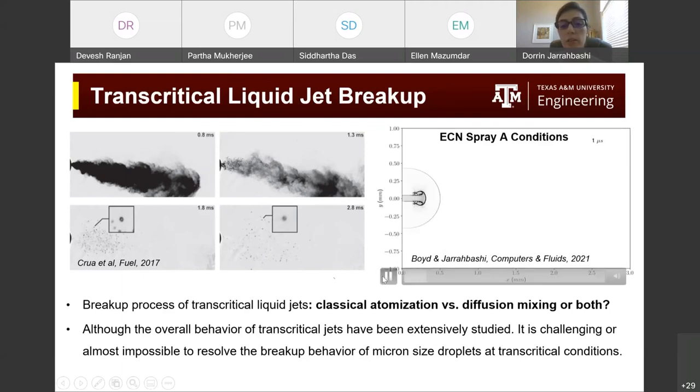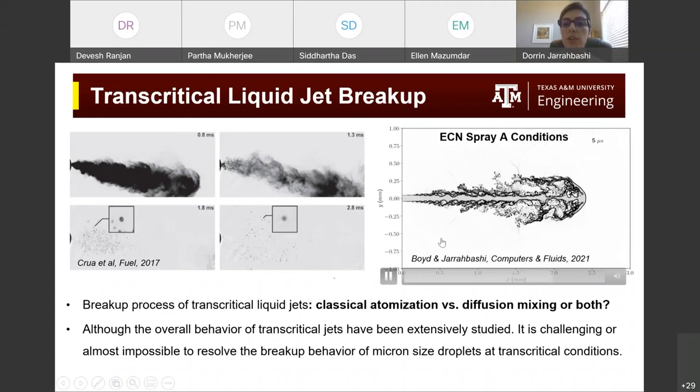The video on the right shows our own simulations and shows the computational Schlieren images of an n-dodecane spray, which is injected at 363 Kelvin, at subcritical temperatures, into 900 Kelvin nitrogen at 60 bars, and shows the overall behavior of the transcritical spray.